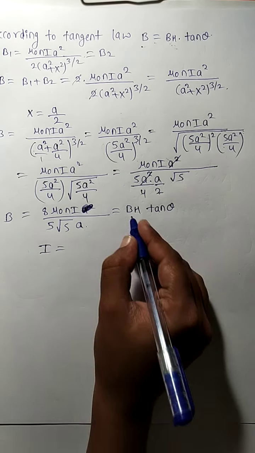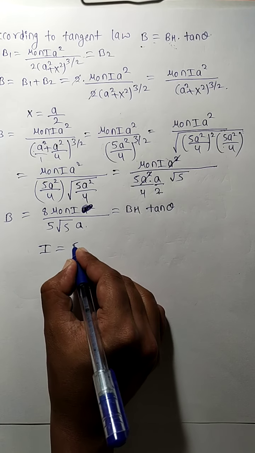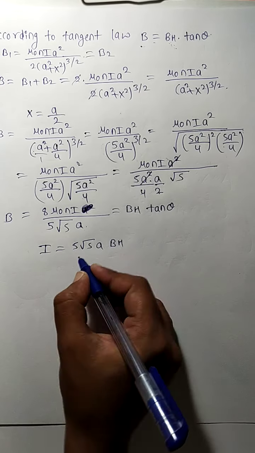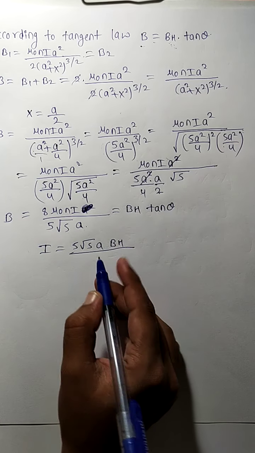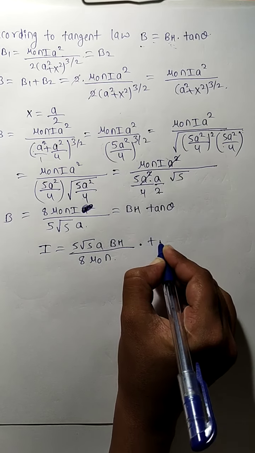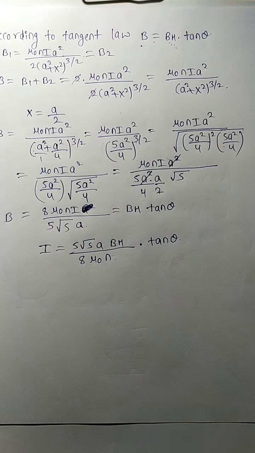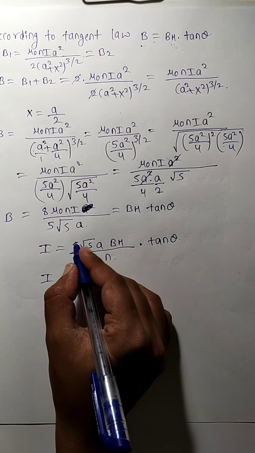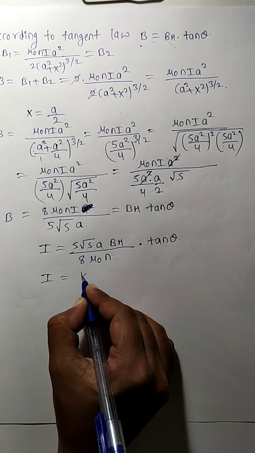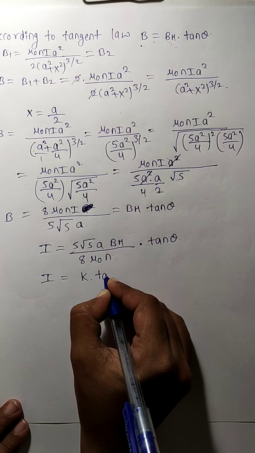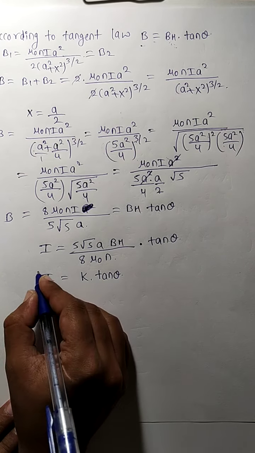I would have I is equal to 5 square root of 5 A BH whole divided by, this will come to the denominator term, that is 8 mu naught N into tan theta. Now this whole term I will write as K to compact the term. So I is equal to K into tan theta.